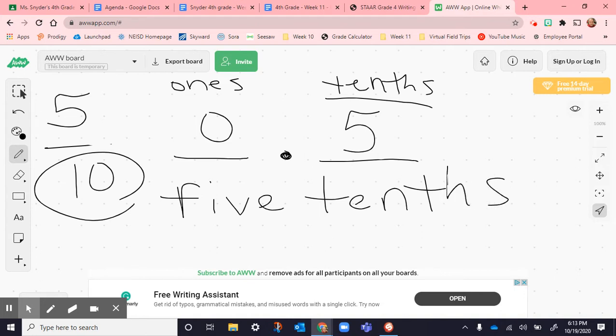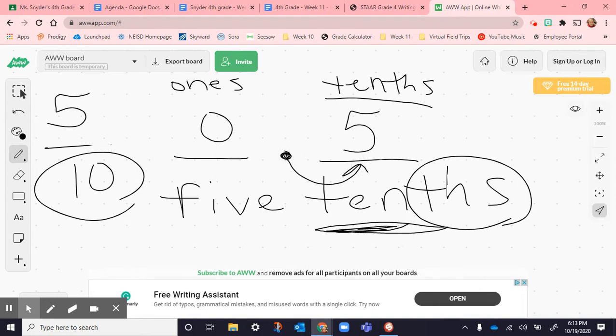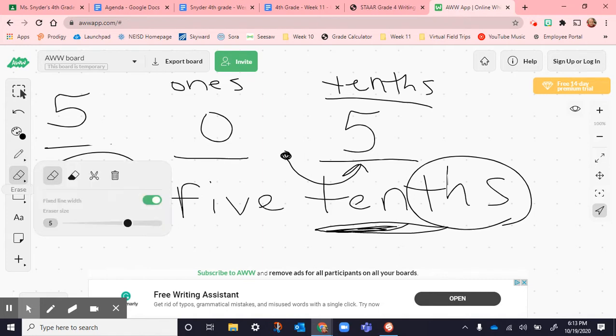So be very careful. This is tenths. Notice it has the 10, but we're adding this "ths". And if we have that "ths", again, we're talking about the number directly to the right. Okay, so let's look at some examples.